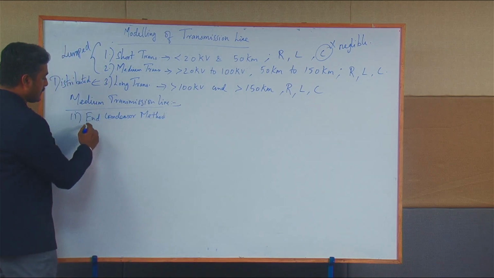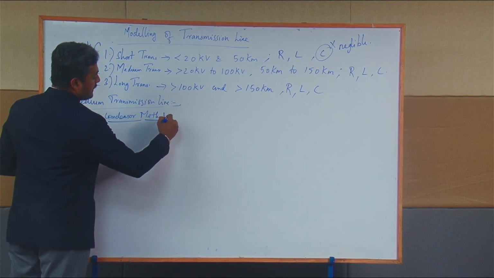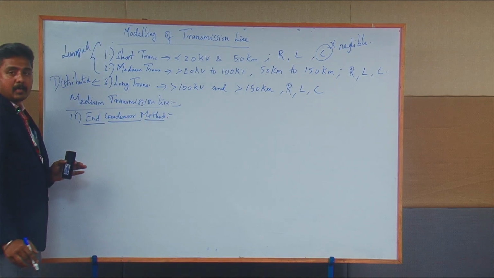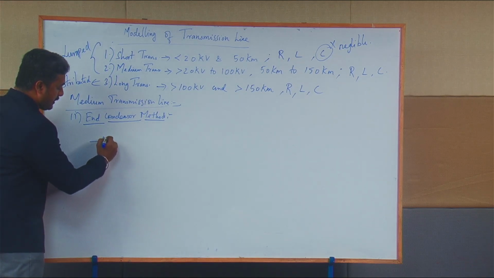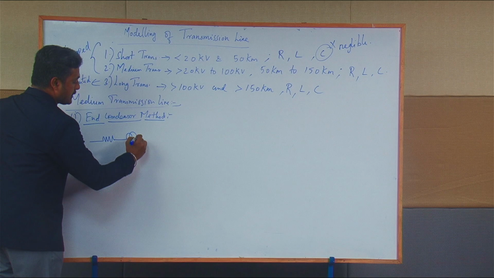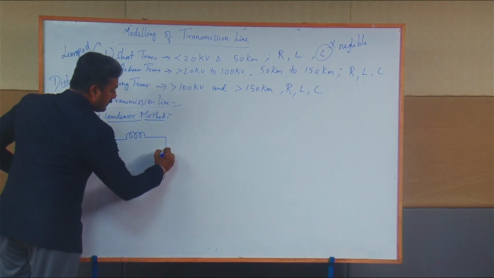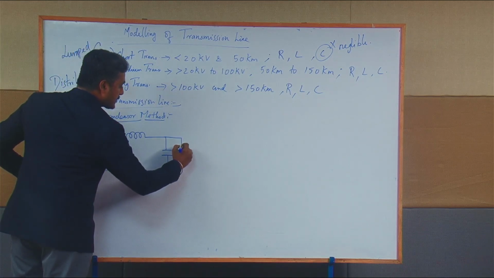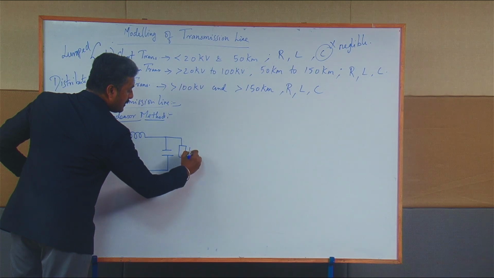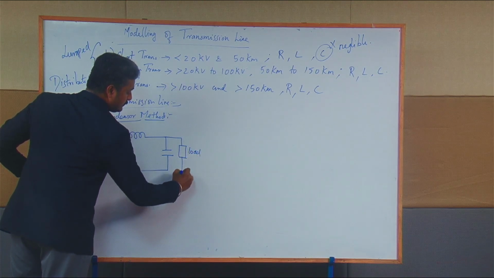In the end condenser method, if you are going to draw the electrical circuit diagram, you will be having a resistance in series with the inductance, and finally you will be having a capacitance where the capacitance is connected in parallel with the load. Okay.